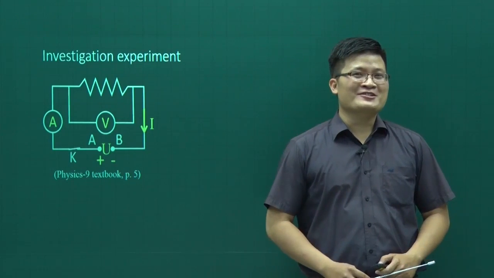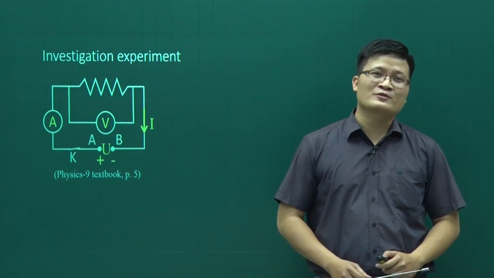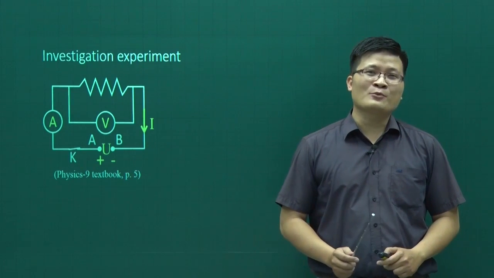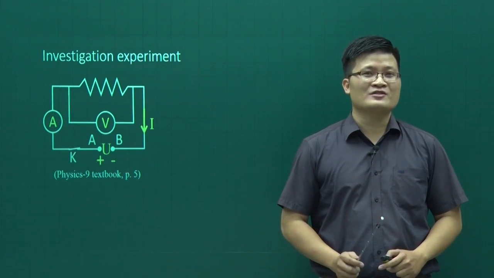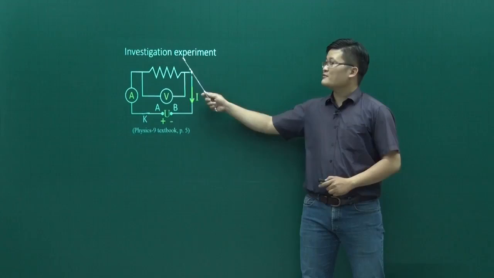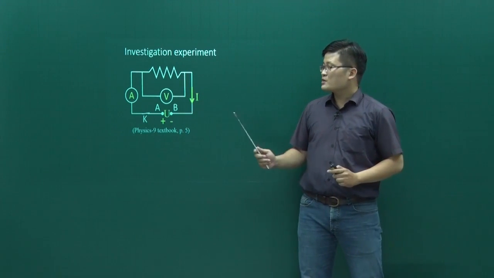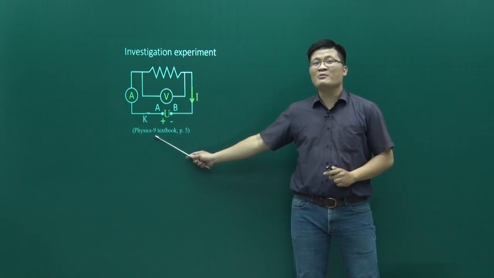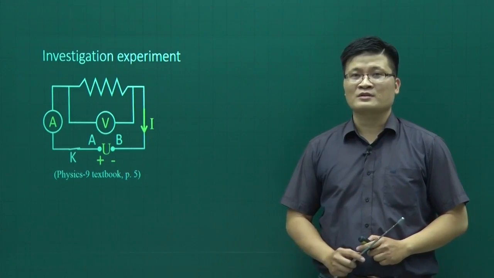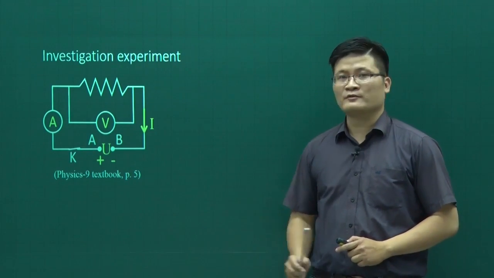I hope you find the experiment interesting and somehow useful for learning how to handle voltmeters and ammeters in a physics experiment about electricity. Now let us look at another investigation experiment. But I will not do the experiment, I will use information about that experiment in the Physics 9 textbook, page number 5. If you have that textbook with you, turn to page number 5.